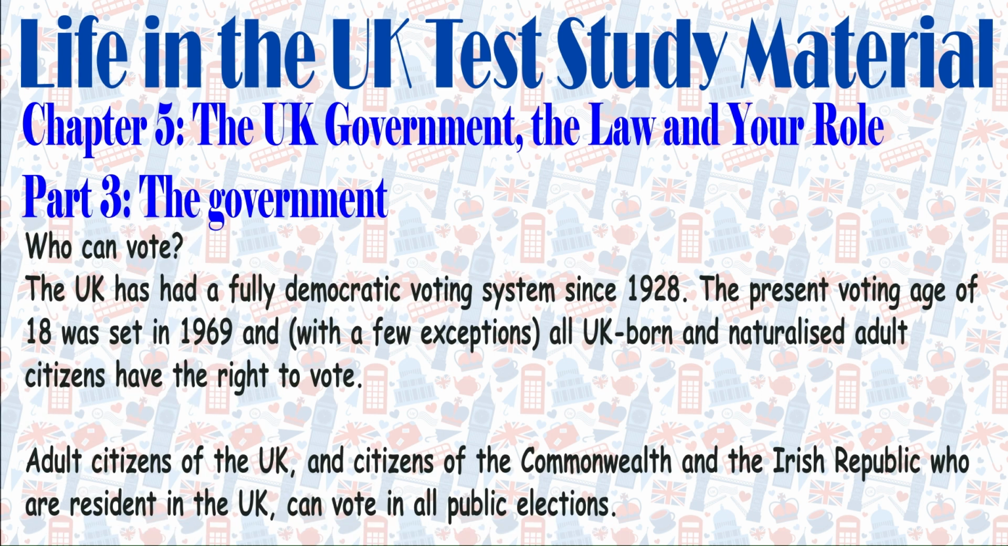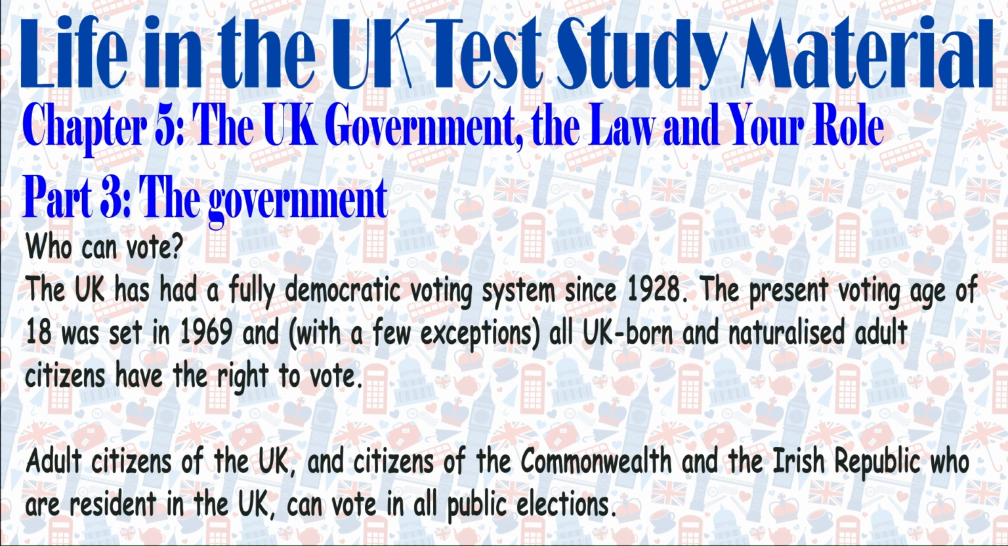Who can vote? The UK has had a fully democratic voting system since 1928. The present voting age of 18 was set in 1969 and, with a few exceptions, all UK-born and naturalised adult citizens have the right to vote.